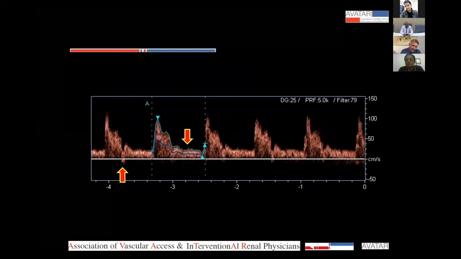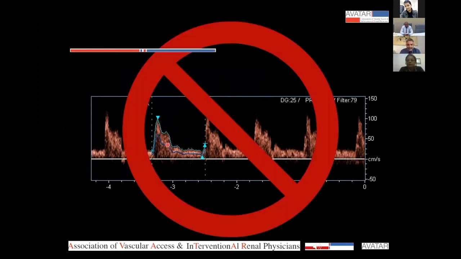In this other example, we identify a significant reduction in diastolic flow with the appearance of a reverse wave. These elements are indicative of dysfunction of the vascular access. With this Doppler pattern, we have to think about a complication with access dysfunction.